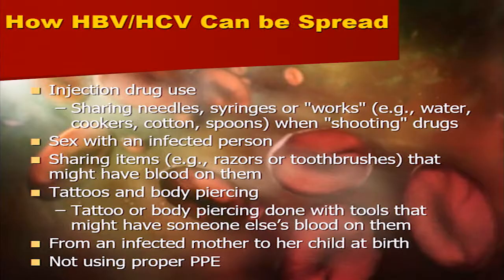and spreading it. So injection drug use is a problem. Sexually with an infected person, sharing items like razors and toothbrushes, things that again will cause blood to show. Tattoos and body piercing, and you can get it. A child can get it from their mother at birth, and then again, not using proper PPE.